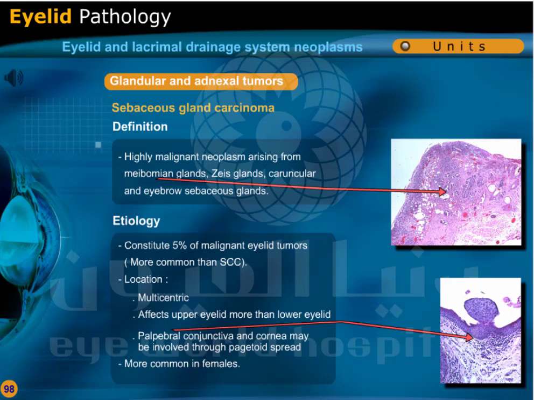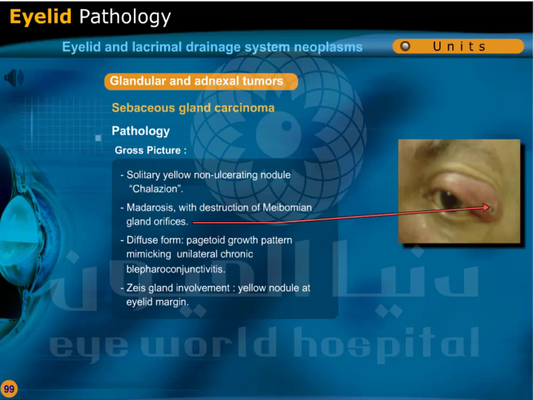The tumor is multicentric, affecting upper eyelids more than the lower eyelids. The palpebral conjunctiva and cornea may be involved through pagetoid spread. Sebaceous gland carcinoma is more common in females. It appears as a solitary yellow, non-ulcerating nodule. There is madarosis with destruction of meibomian gland orifices.